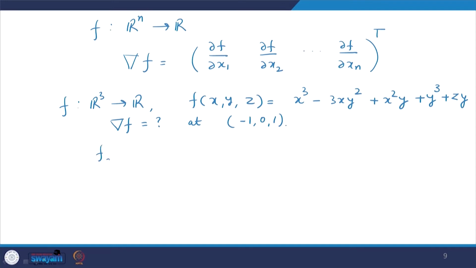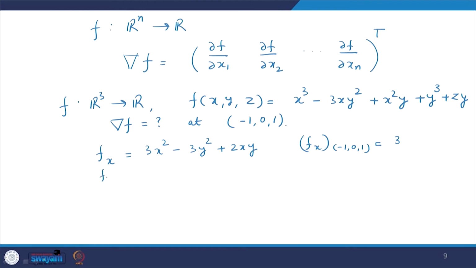What will be f x? F x is 3x square minus 3y square plus 2xy. So, f x at minus 1, 0, 1: this is 3, this is 0, this is 0. So, it will be 3 only.